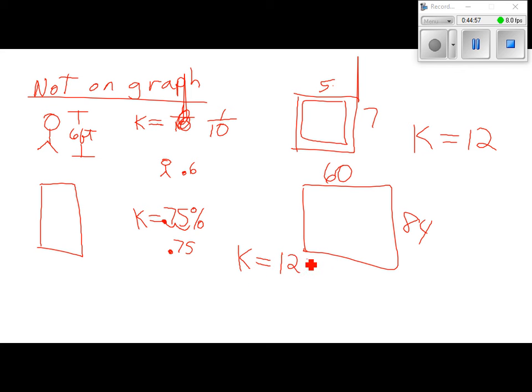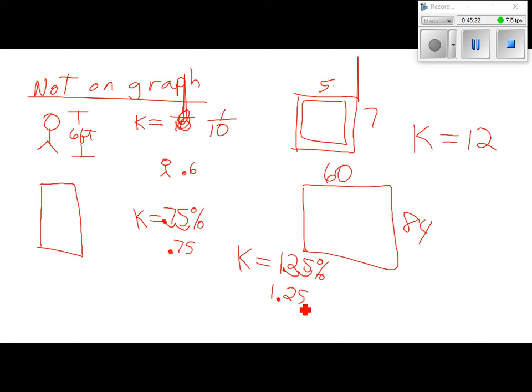So if I had something and my scale factor was 125%, is that a reduction or an enlargement? That's an enlargement, because what is that as a decimal? 1.25. That's bigger than 1, so it's an enlargement. Does that mean you're increasing the size by 25%? Sort of.